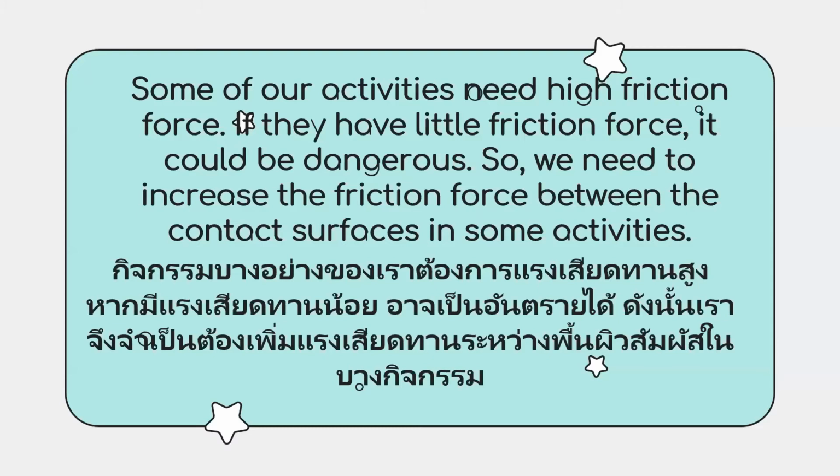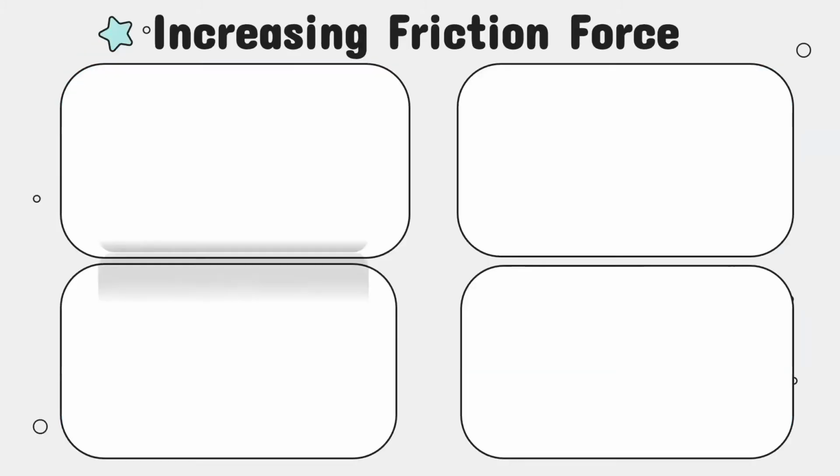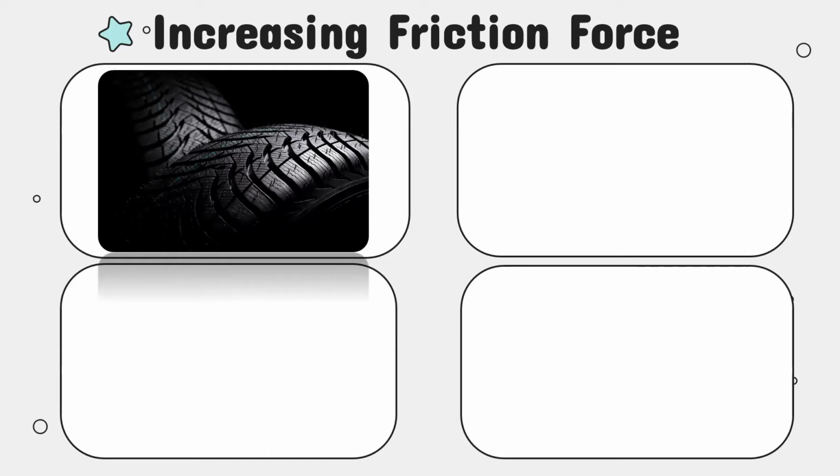Some of our activities need high friction force. If there is little friction force, it could be dangerous. So we need to increase the friction force between the contact surfaces in some activities. Here are some examples of activities that need high friction force. The tire treads and tire pattern help increase the friction between the tires and the road. Because of this, the tire grips the road well and lowers the chances of having an accident.